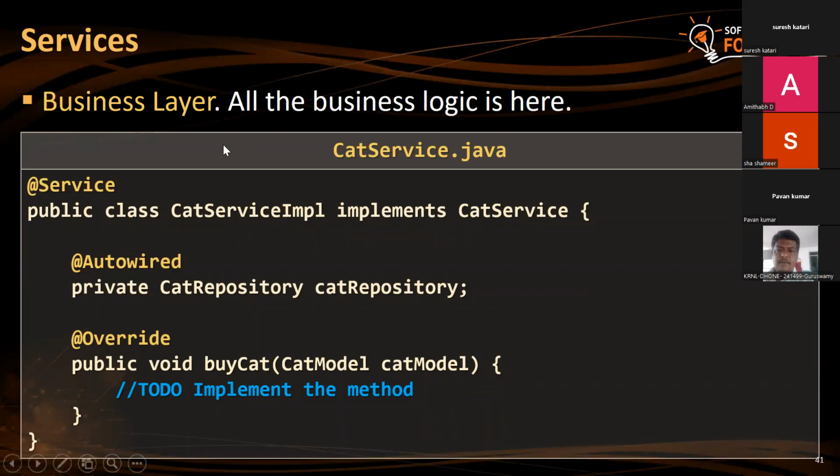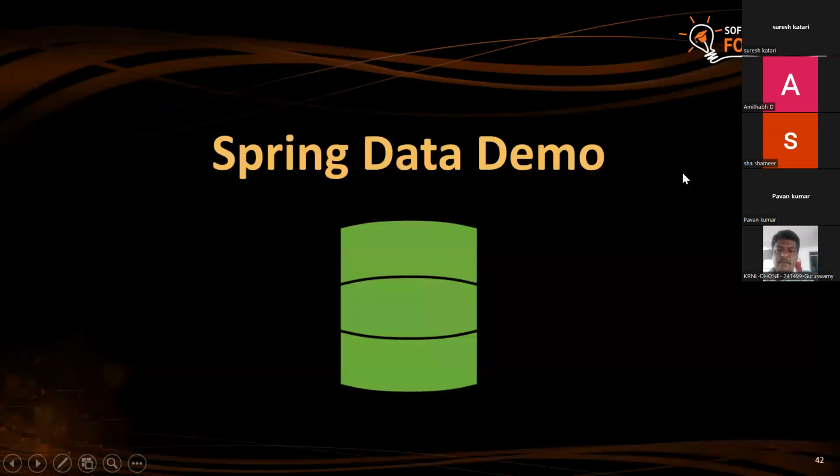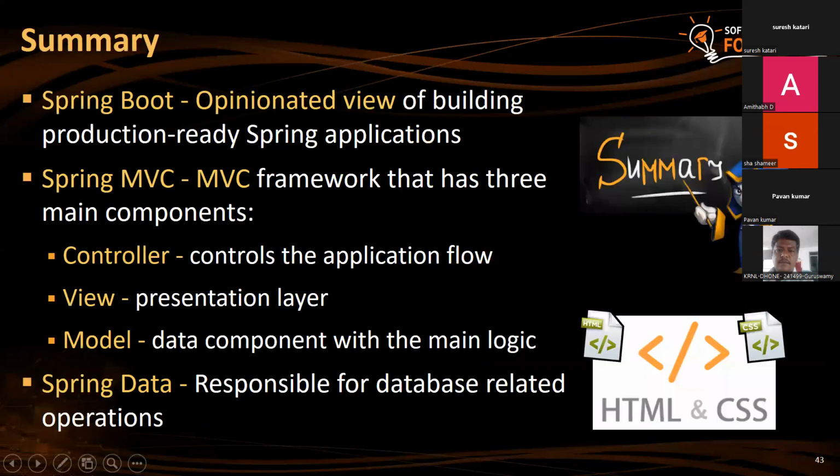From the controller, the call comes to the service. The service uses the repository. By using the repository, it will get all the data and respond back to the controller. The controller responds back to the view, or as a response, back to the client. So this is how the core components work in Spring Boot, which gives production-ready Spring applications for building. And another is Spring MVC.